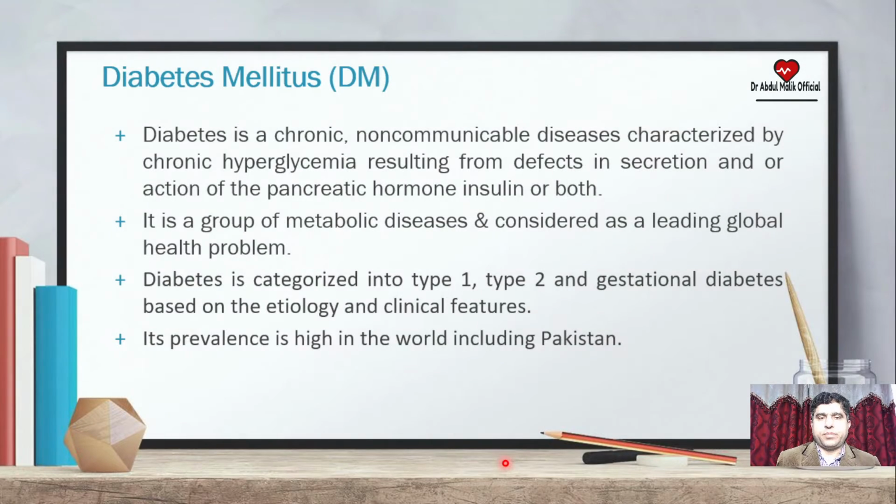So first we discuss diabetes mellitus. Diabetes is a chronic non-communicable disease characterized by chronic hyperglycemia resulting from defects in secretion and/or action of the pancreatic hormone insulin, or both. It is a group of metabolic diseases and is considered a leading global health problem. Diabetes is categorized into type 1, type 2, and gestational diabetes based on etiology and clinical features, and certain other types are also found. Its prevalence is very high in the world, including Pakistan, which is the third most populated country and has the highest number of diabetes mellitus patients.